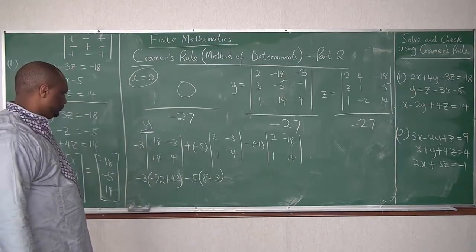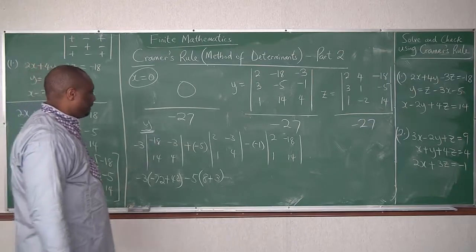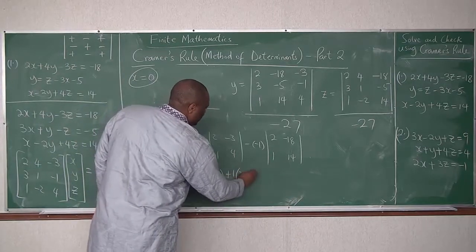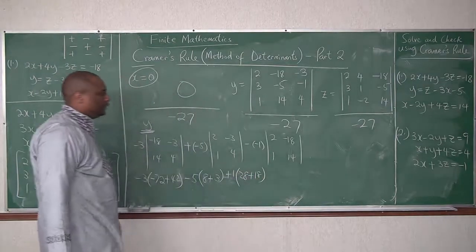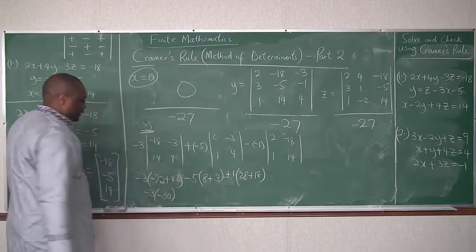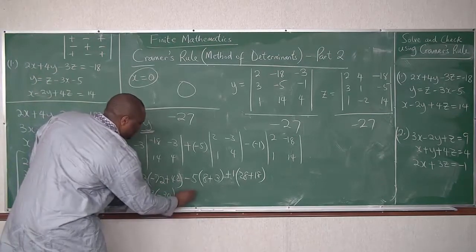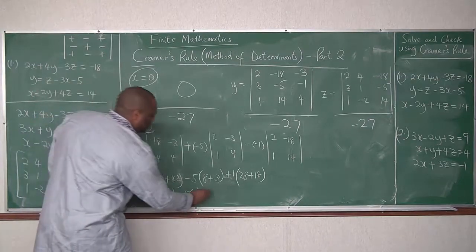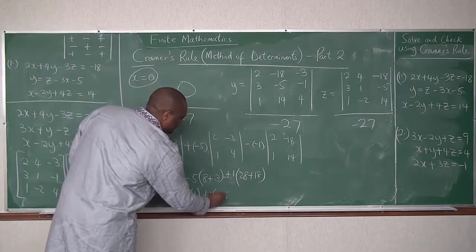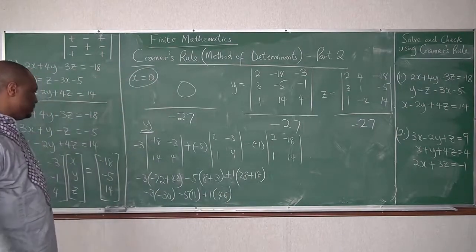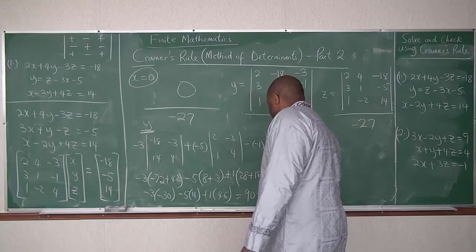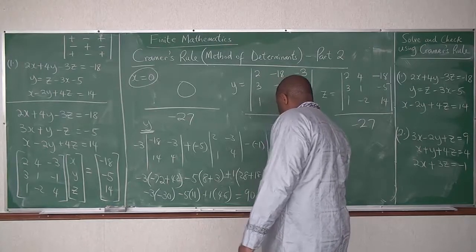Okay, right, 8 plus 3, then plus 1, this is 28 plus 18. So this is minus 3 times minus 30, minus 5 times 11, plus 1 times 8 plus 8 is 16, 46. So this will be 90 minus 55 plus 46.